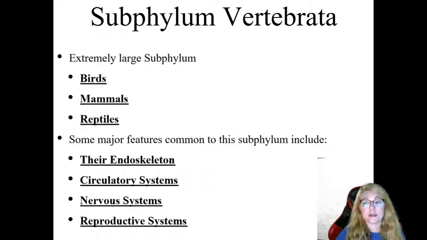This is an extremely large subphylum. It includes things like birds, mammals, and reptiles. And they carry some common features. For one, their endoskeleton, their circulatory systems, their nervous systems, and their reproductive systems. So we are going to be focusing on all of these individually at some point in this module.